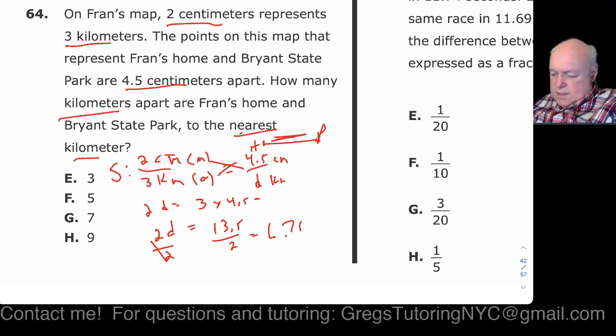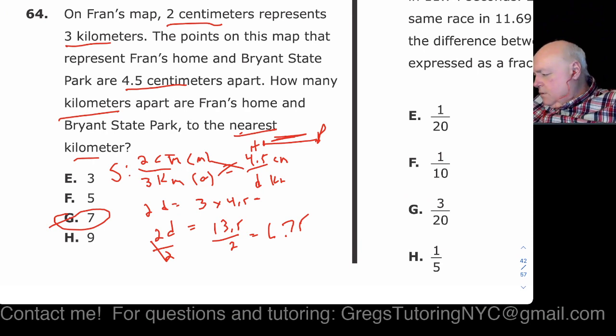They want us to round it. So 6.75 rounds to 7. That's all they want us to do here. We can plug it back in and see if the cross product works. Now, we would not plug 7 back in. We would plug the 6.75 back in. All right, so that's 64.